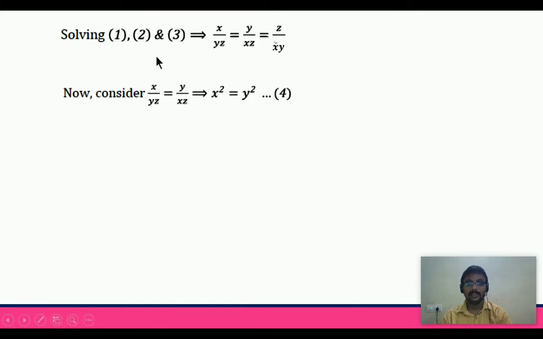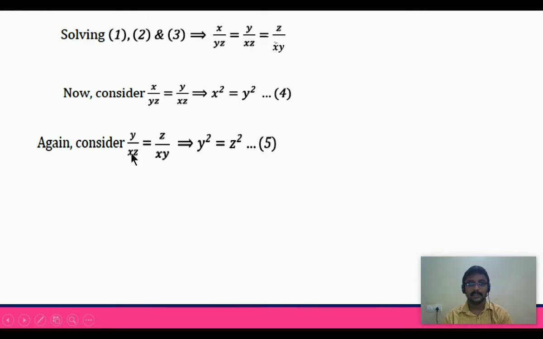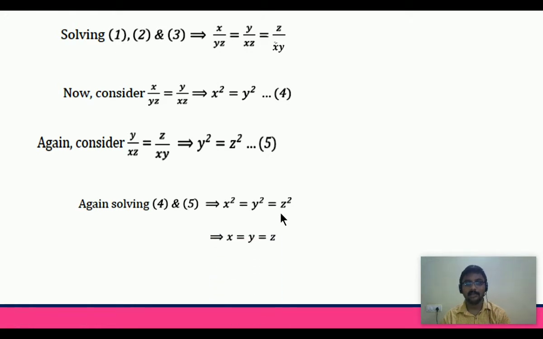Now equating the first and second equations, we will have x by yz is y by xz. On cross multiplying, we will have x² is y². Clearly here z gets cancelled. Let it be equation number 4. Now equating the middle and last, that is y by xz is z by xy, clearly x gets cancelled. On cross multiplying, we will have y² is z². So by using equations 4 and 5, we have x² equal to y² equal to z², which implies that x equal to y equal to z.